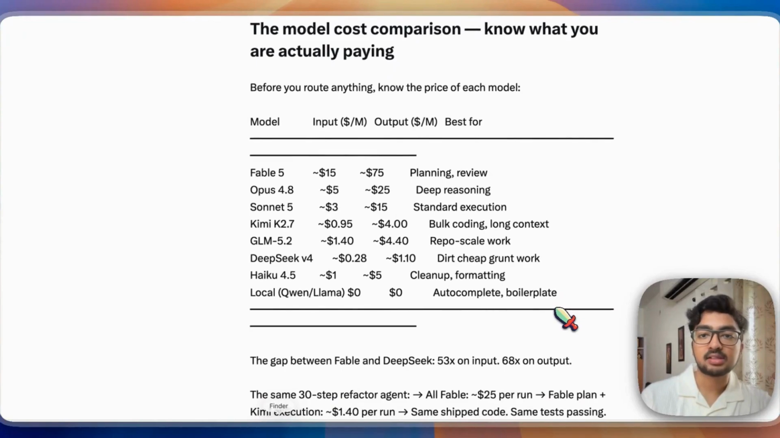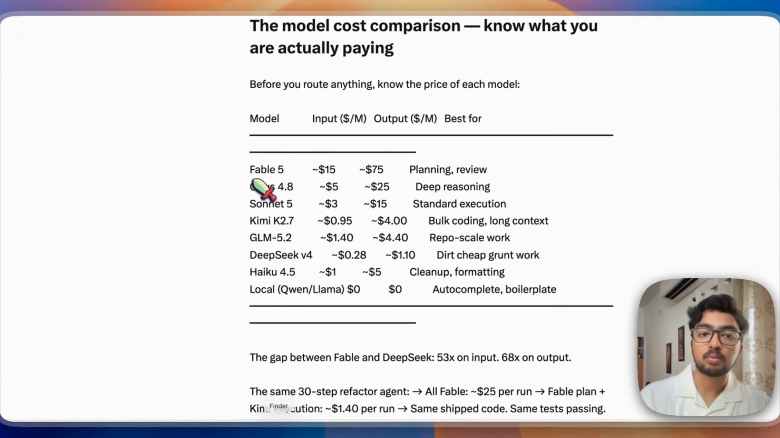Now the model comparison is right in front of you: how much Fable 5 is costing, how much Opus 4.8 is costing, and you have the table as well showing you in which area which model shines, right?